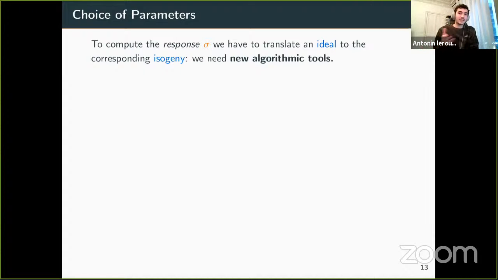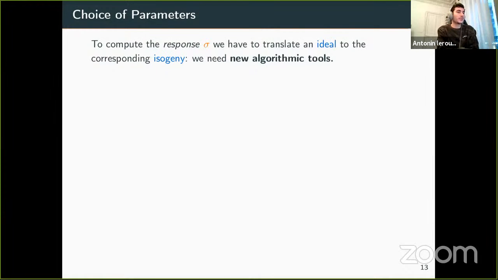And in fact, as I said, we basically have to use this KLPT algorithm that works over quaternions. And so to get an isogeny in the end, we need to make a translation from an ideal to the corresponding isogeny. And this is really the hard part, and this is where we were in need of new algorithmic tools. Unfortunately, I don't have time to explain the mechanism behind this translation. Just know that if you want to look at kind of weird, but still nice isogeny diagrams, we have a few of them in the paper to explain this idea.